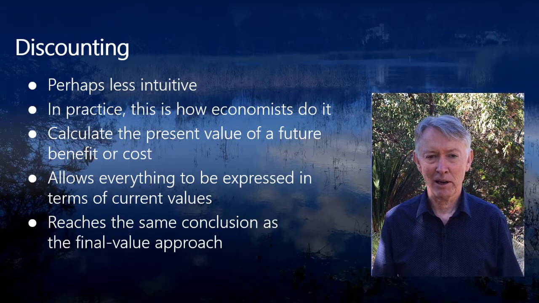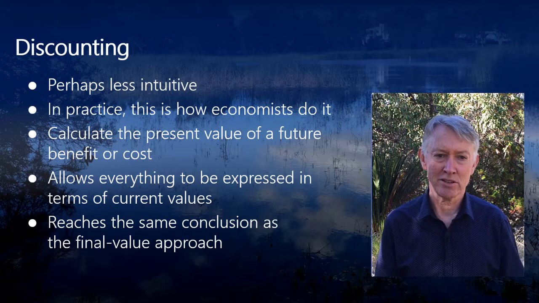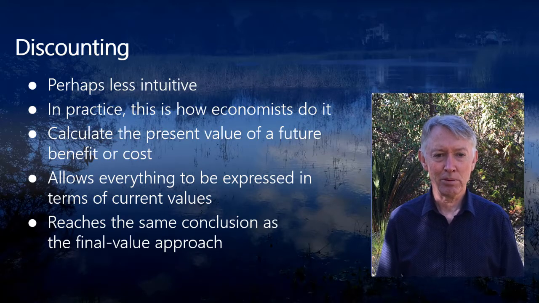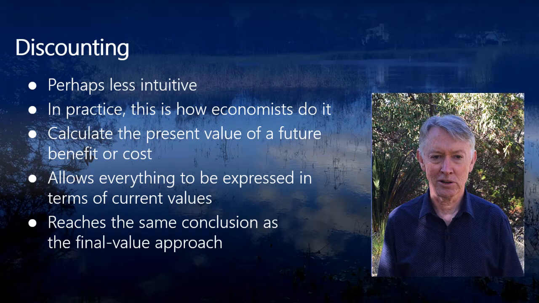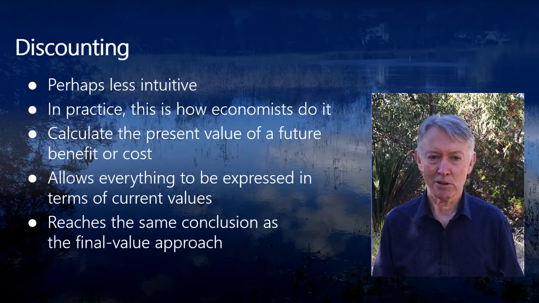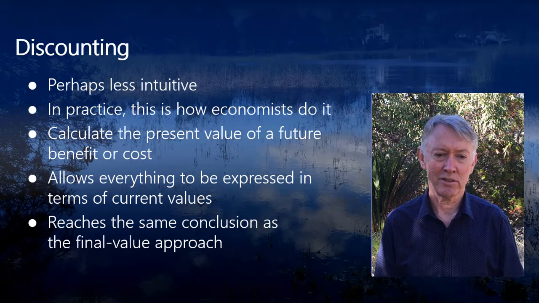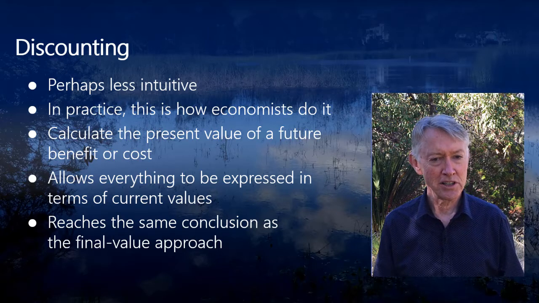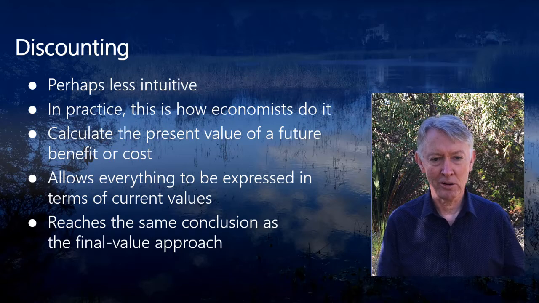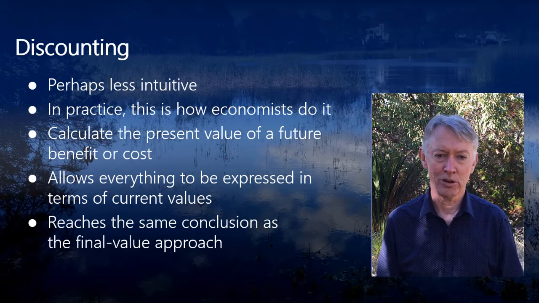This might seem a little bit less intuitive than the bank balance way of thinking about this, but in practice this is how economists usually do it. We like to calculate the present value of a future benefit and cost because it allows us to express everything in terms of current values. And we could easily do a comparison in terms of current dollars. It'll reach the same conclusion as the final value, the bank balance approach that I described earlier, but for some purposes it's a little bit more intuitive.